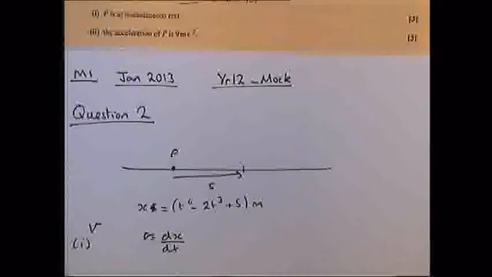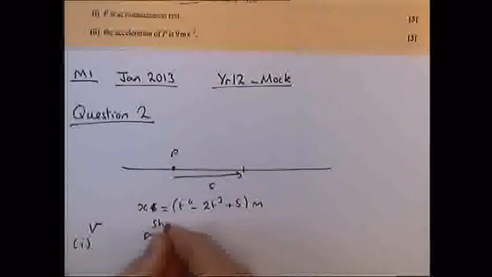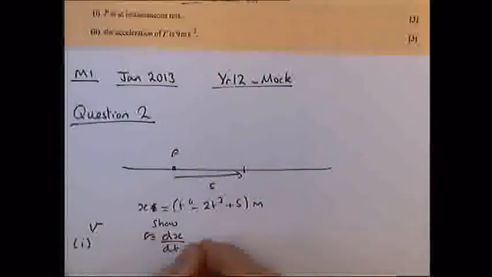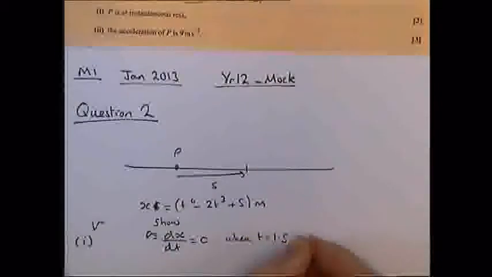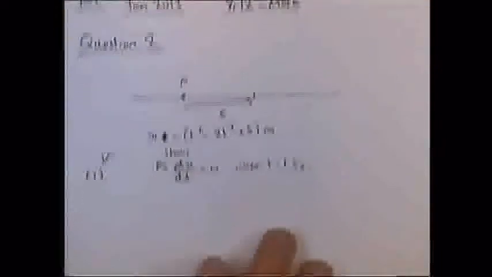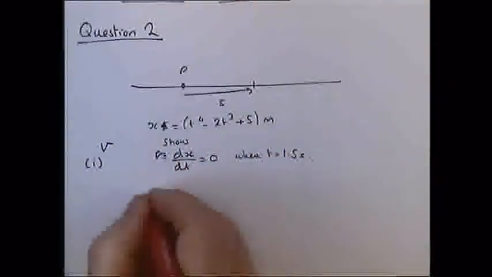Okay, it's the gradient of this distance time graph, and to work out the gradient then you have to differentiate. So we're going to differentiate x with respect to time, and then we're going to substitute 1.5 in, and then that should give us 0. So I'm going to show that v equals 0 when t equals 1.5. So I've written that, so before I start doing any of the maths, the examiner is aware of what I'm intending to do.